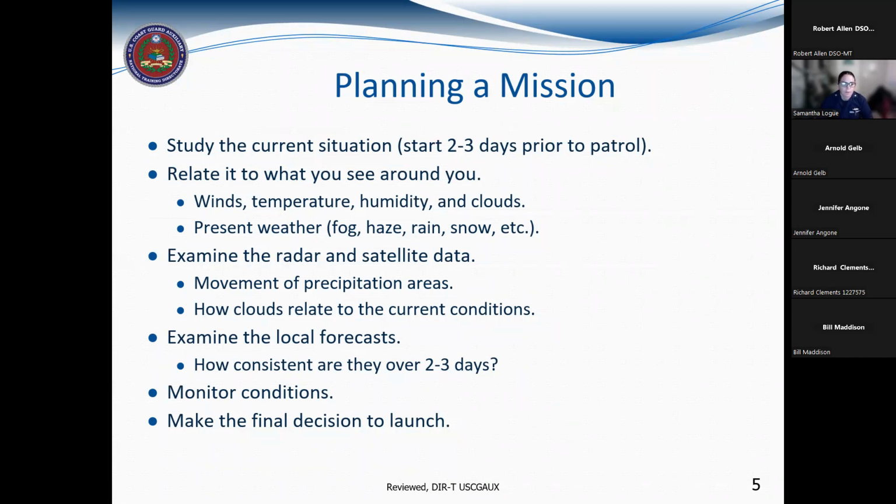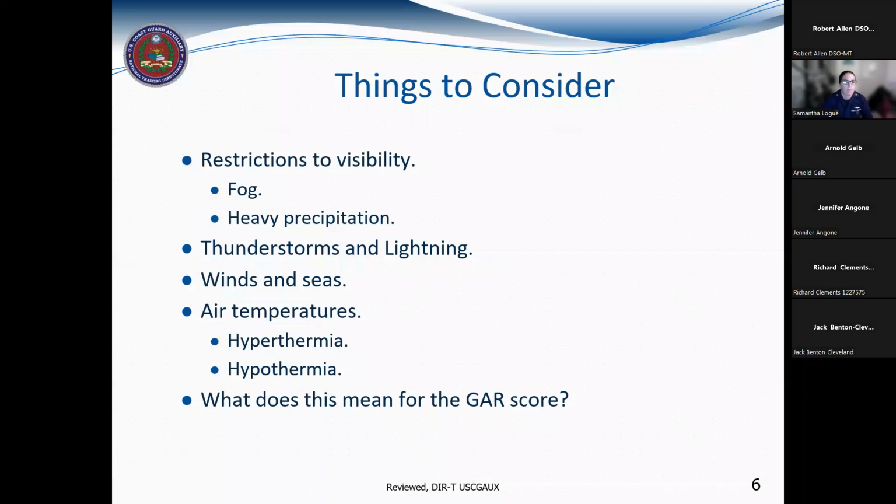Monitor your conditions when you're out on the water or you're flying. Stuff can change quite often. And before you get on the water, part of your GAR is making sure that all of the conditions are safe for what you're going out for. Next slide, please. Things to consider: fog, heavy precipitation, thunderstorms and lightning, winds and seas, air temperature.